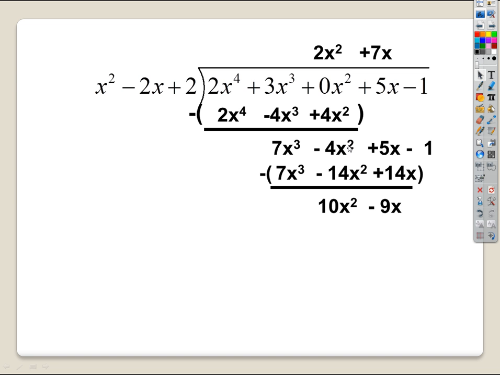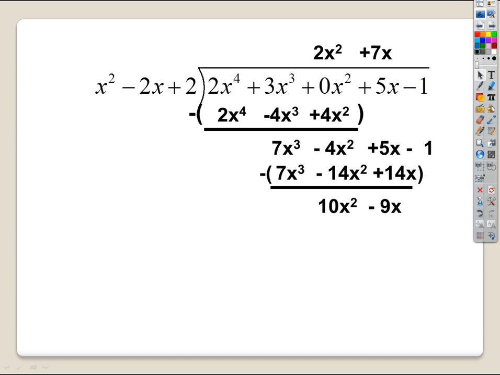Now, make sure, this is where people make mistakes. People sometimes do things like negative 4x squared minus 14x squared. A real popular thing would be to say negative 18x squared. But remember, you're subtracting a negative in this case. You're subtracting the negative 14x squared, which is added. So we see how we get the positive 10. 5x minus 14x is negative 9x.